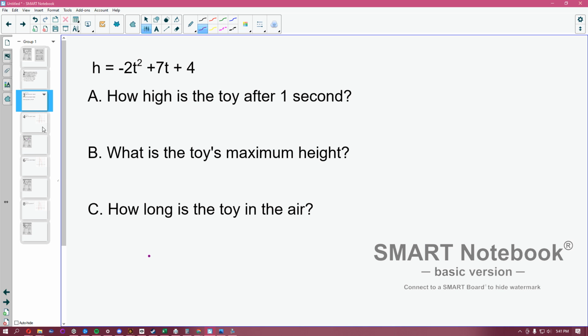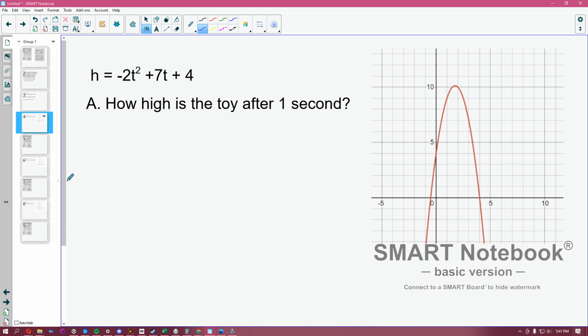Now back to the questions. So we're looking to see how high the toy is at 1 second. So if we remember, our x-axis is time, and our y-axis is our height. Okay? So after 1 second, that puts us here. How high it is all the way up here. And if we read that, that's around 9. So after 1 second, the toy is 9 feet in the air.